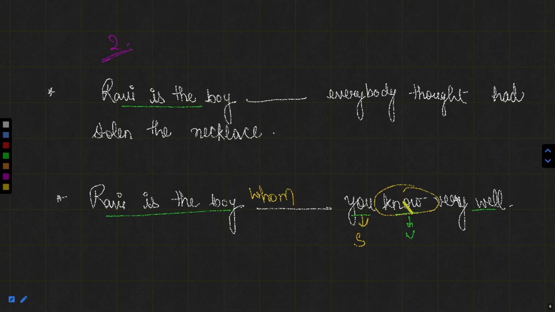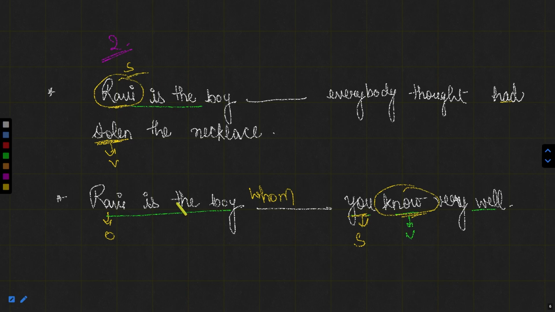But if you see the above sentence, here we are talking about Ravi is the boy dash everybody thought had stolen the car. No, sorry, stolen the necklace. Now here the word is stolen. This is the verb. Now who has performed this action? Who has stolen the necklace? Of course, Ravi. So the subject is Ravi over here. He has performed the action, that is stolen. So if you see the second sentence carefully, you would find that you is the subject, know is the verb, and Ravi is playing an object over here. But if we see the above sentence, here this Ravi is the subject. It is playing the subject role.